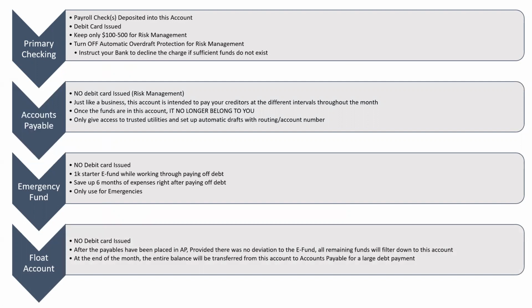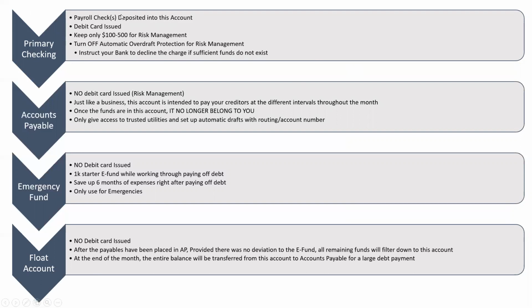The float account, and I didn't mention this in the last video, no debit card is issued for this account. After the payables have been placed into accounts payable, provided there was no deviation in the emergency fund, all remaining funds will filter down to this account. At the end of the month, the entire balance will be transferred from this account to accounts payable for a large debt payment. So when I open up my banking app, I have my 4 accounts and they're in this order, and they're in this order for a reason, because it really does filter down.